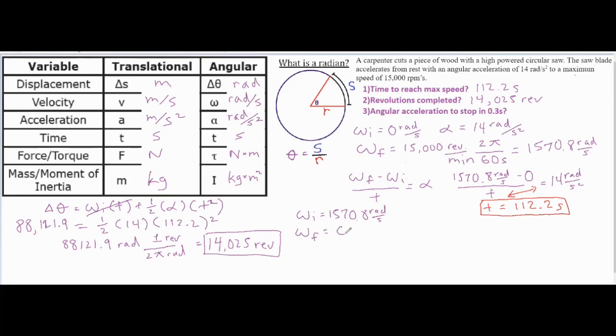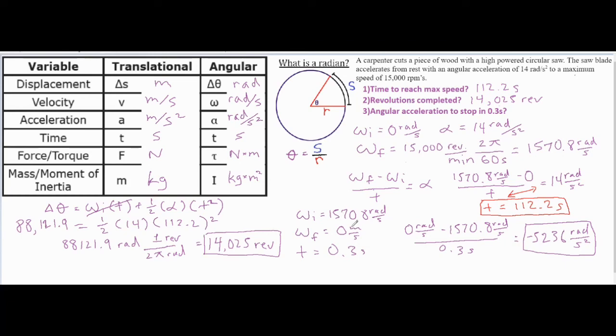So our new omega F is 0. And the time it's taking to stop is 0.3 seconds. So we can go ahead and use the same formula we used earlier, which is this one right over here, and plug those numbers in to get our final alpha value. Okay, so I got a final answer of negative 5,236 radians per second squared using these 3 values.